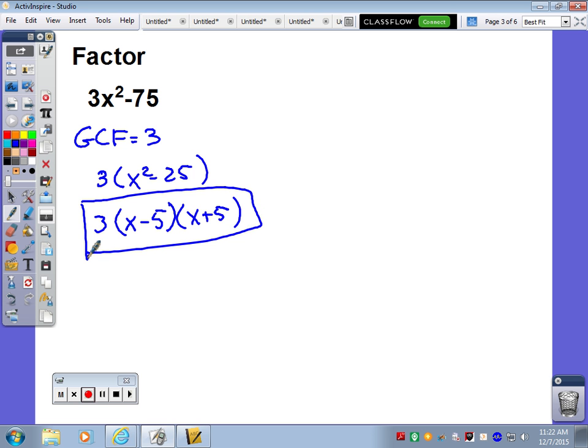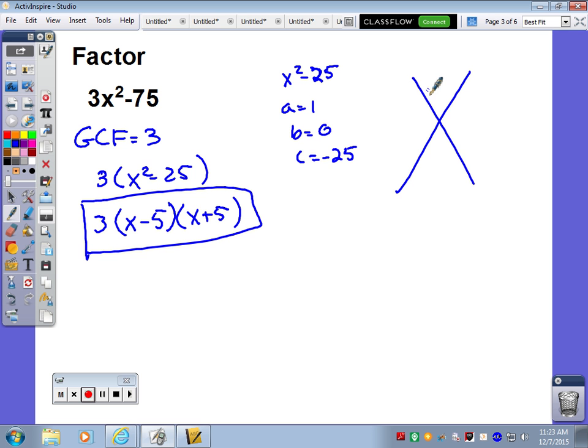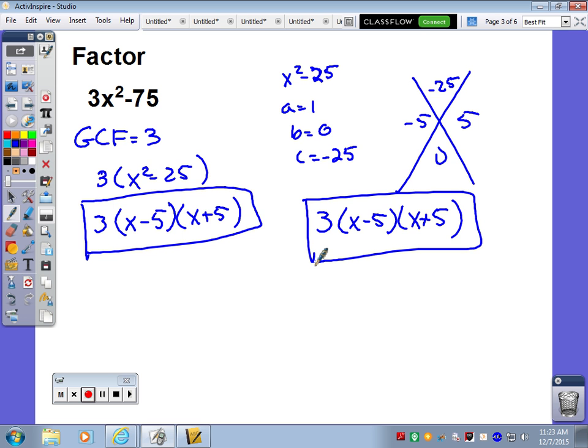So if you don't like using the shortcut, you go with x squared minus 25, a is equal to 1, b is equal to 0, c is equal to negative 25. Oh, I factored out the 3 already, so this is 25. Negative 25, 0, and then that's negative 5, positive 5, and you have x minus 5, x plus 5, always remembering to put the GCF in front, and that's your answer.